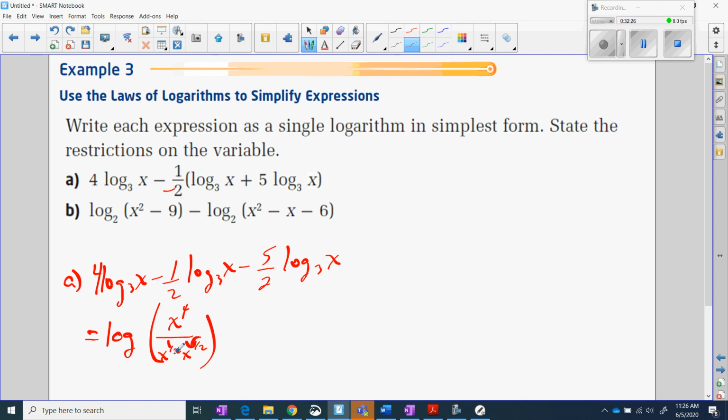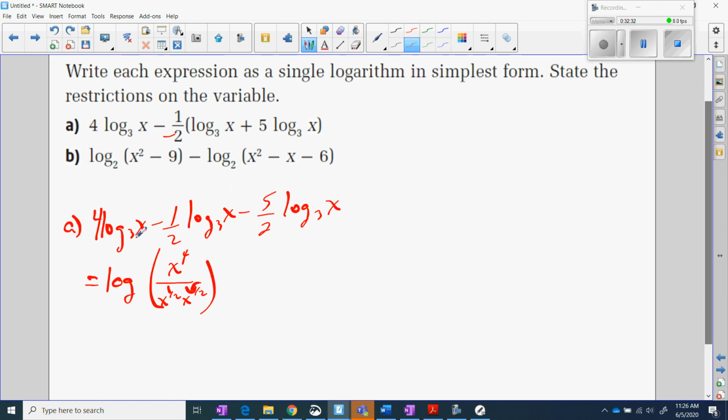Then I'm going to use laws of exponents to continue further with this one. Good. Oh, I forgot my base. My base is 3. So this will be the log base 3 of x to the 4th. Laws of exponents is I can add those. So that's going to give me 6 over 2, which is 3.